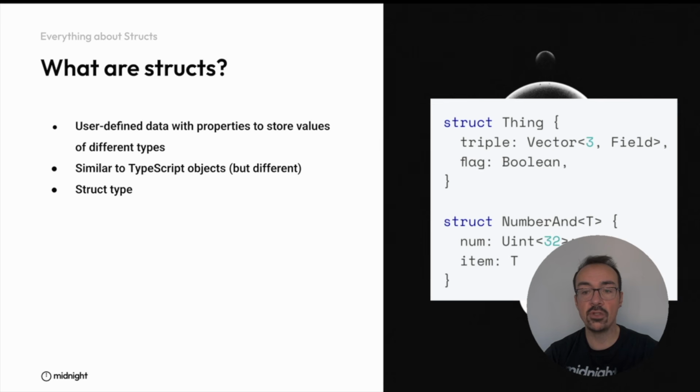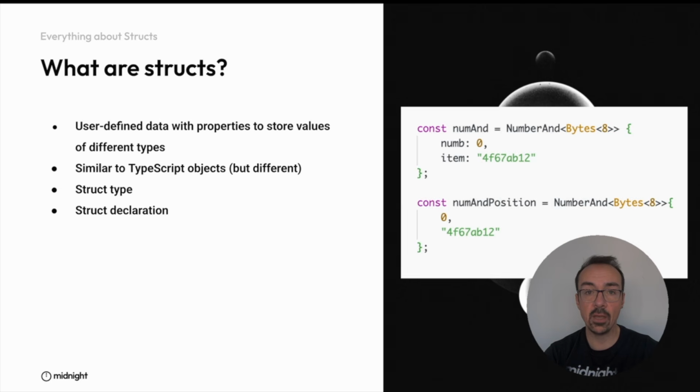And you can also have generic types in structs, just like you can in TypeScript. And then here the item is going to take whatever type that T represents. After you declare the type of a struct, then you can create a new struct, and that's how you do it in Compact.